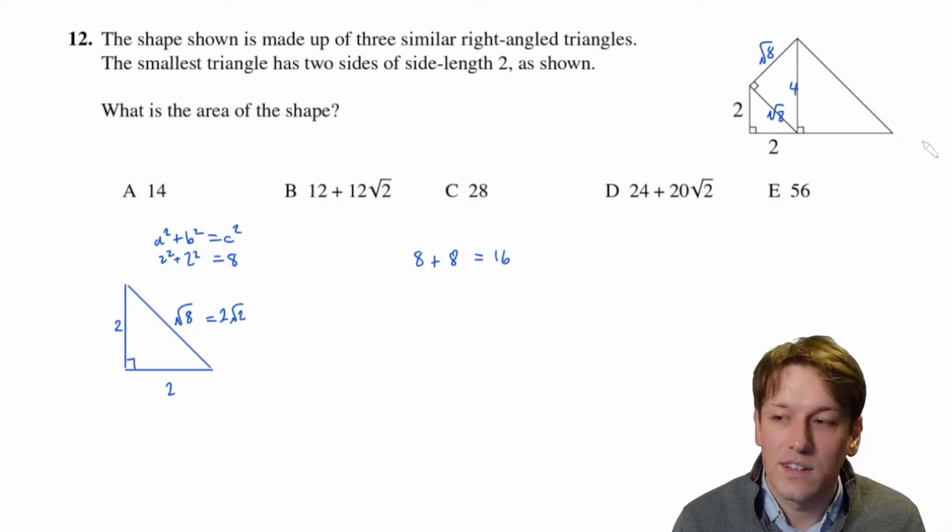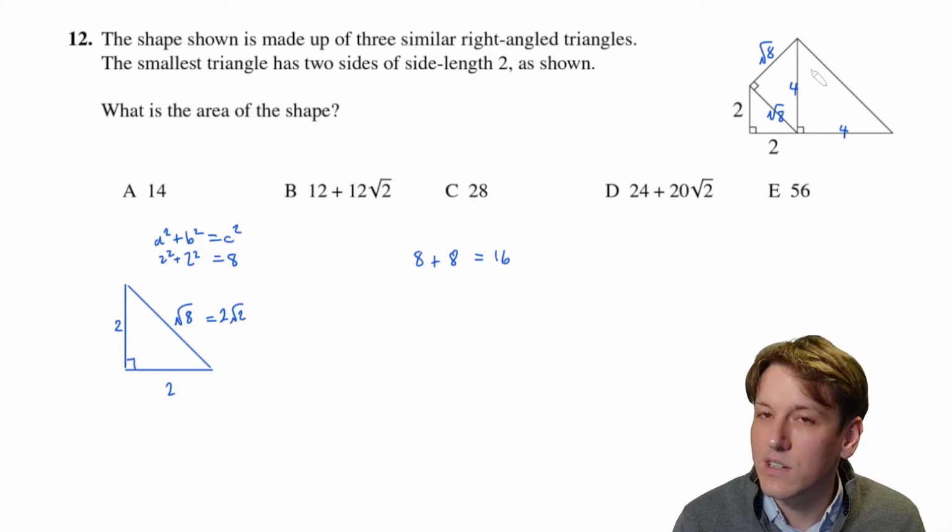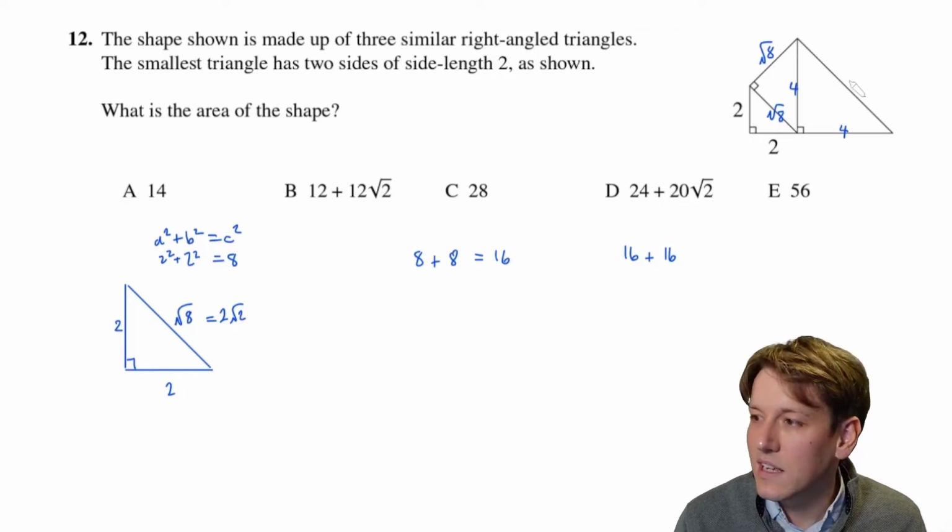And again, I've got another right angle isosceles triangle here. They're all similar. So again, I've got 4 squared is 16 plus 4 squared is 16, and I can get the square root of 32 here if I want to.